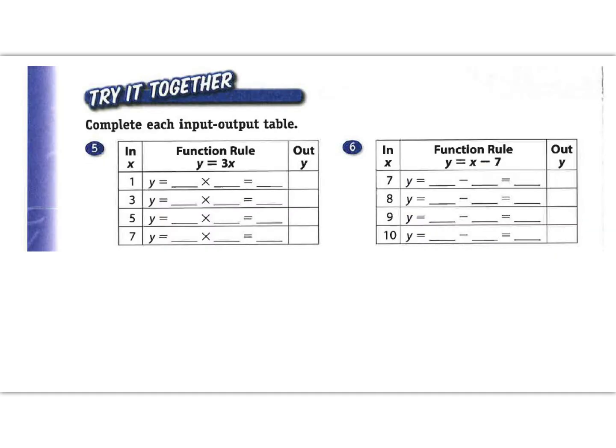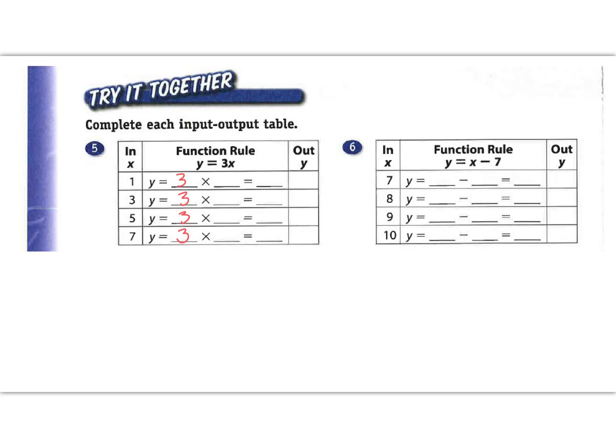Okay, here it says complete each input-output table. We're going to do this together. So we have a function rule for this one: y equals 3x, which means 3 times x. That means you're always going to multiply by 3. So let's write those 3's in right there in the function rule.